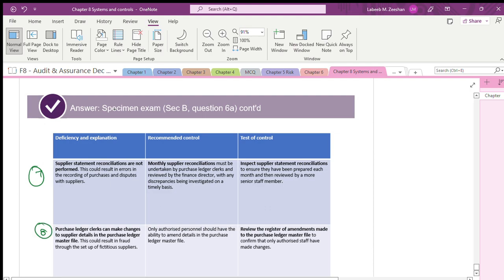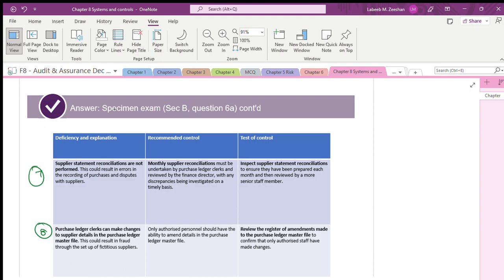Supplier statement reconciliation is not done. I think we have done 12 deficiencies. They have mentioned only 8, fine, that's fine. The supplier statement reconciliation not performed. This is the deficiency. You have to explain the deficiency.